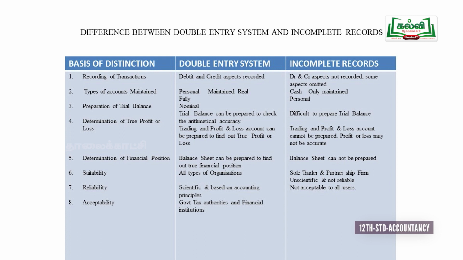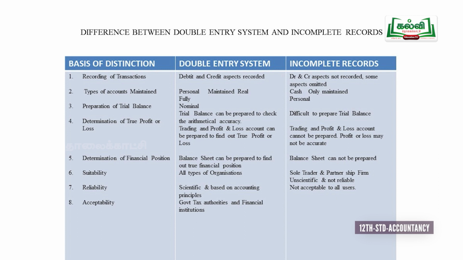Then next we pass on to the distinction between double entry system and incomplete records. Already we might have seen all the points. From those points itself we can derive the differences between double entry system and incomplete records. First, the basis of distinction, recording of transactions. In case of the double entry system, each and every transaction is given a debit aspect and a credit aspect. But in case of incomplete records, there is no debit and credit aspect, and some aspects are completely omitted. In case of a double entry system, each and every transaction is recorded.